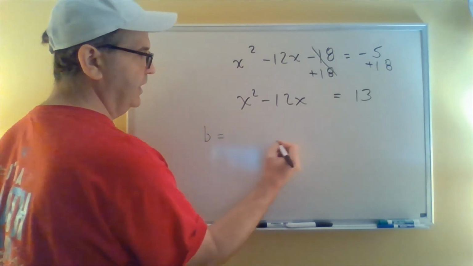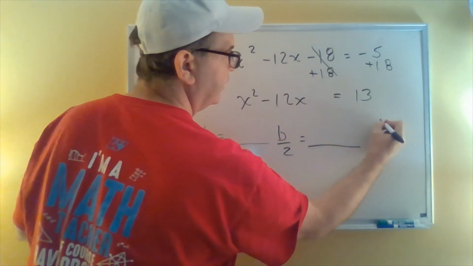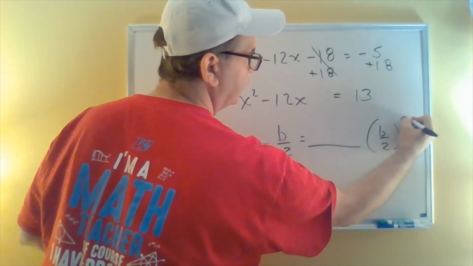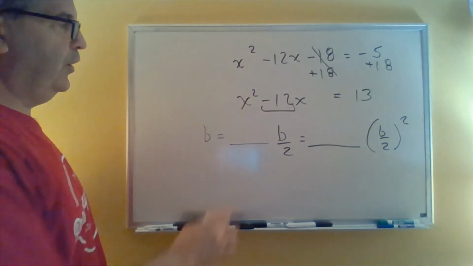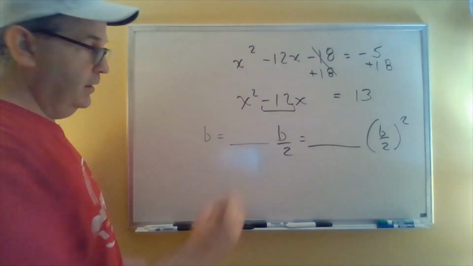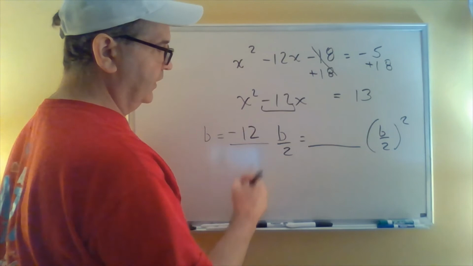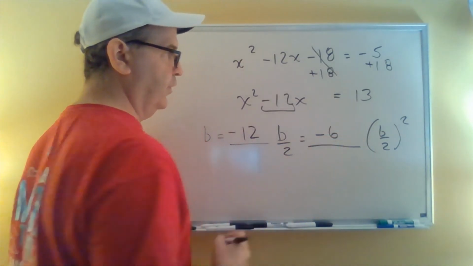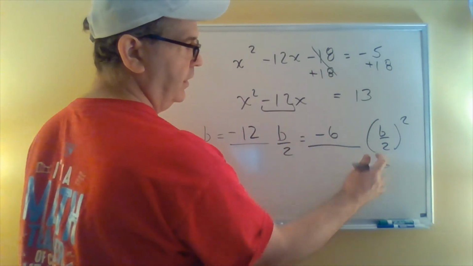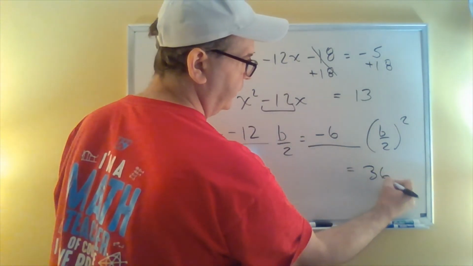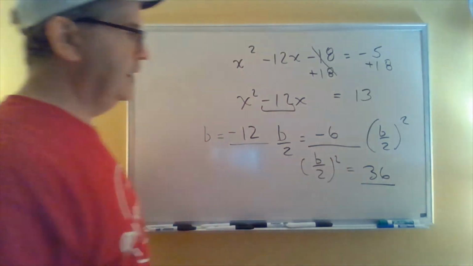Now we need to identify b. We need to identify b over 2. And then we need to identify b over 2 squared. All right, so what is b? It's this number right here, 12. And we have to include the sign. Okay, so our b equals negative 12. B divided by 2, negative 12 divided by 2 is negative 6. And finally, we're going to square that negative 6. And when we do square that, that equals 36. So I ran out of room there, but b over 2 squared equals 36.